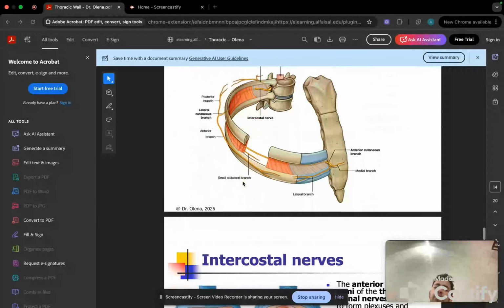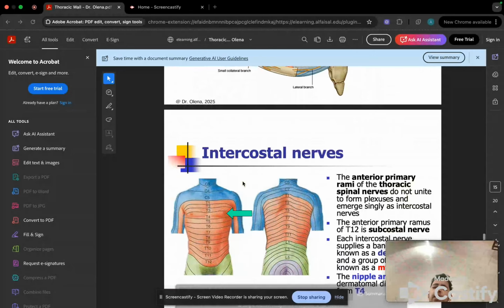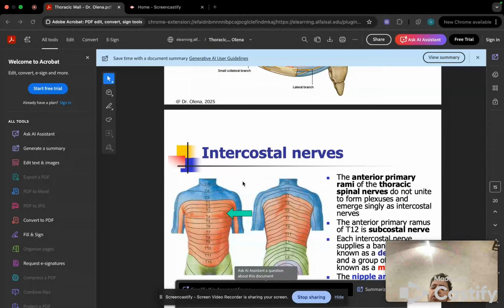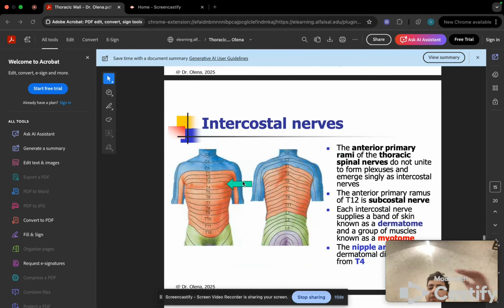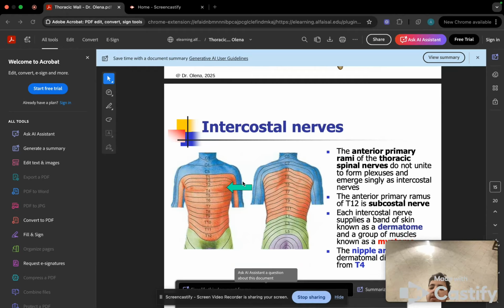And now the nerve is also very easy. You have the dermatomes, which is the area of skin that is supplied by one thoracic spinal nerve, because the spinal cord is divided into 12 sections in the thoracic area.